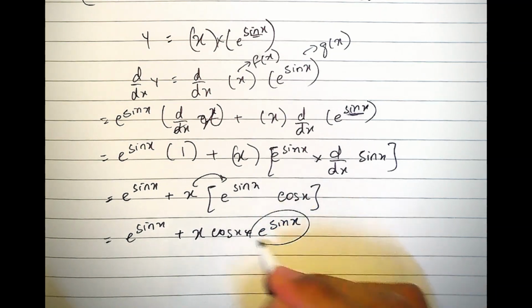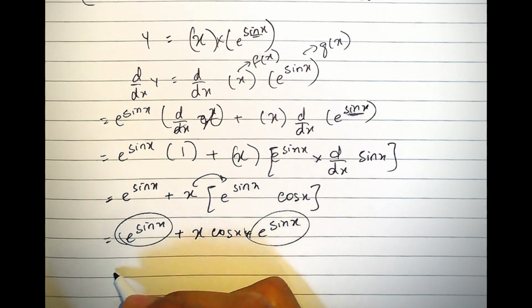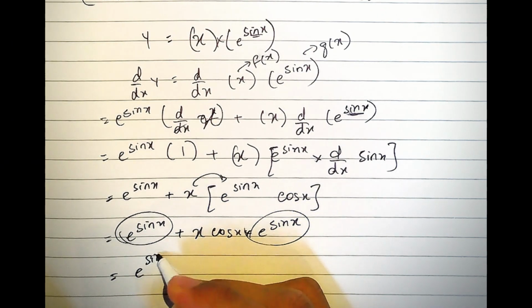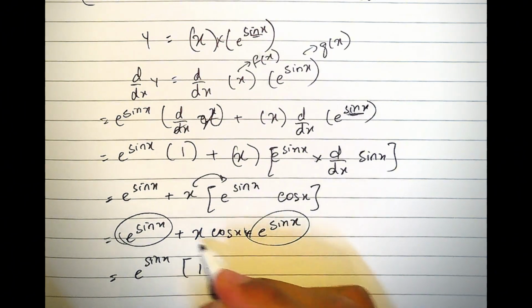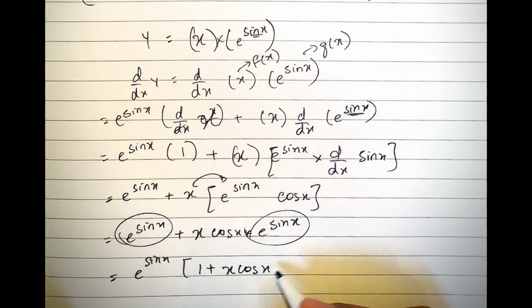Now again we can take out e^(sin x) common because it is present in both of these terms. If we take out e^(sin x) common, over here it will be divided as a whole, so we are left with 1 plus x cos x. The e^(sin x) will be cancelled out because it is taken out as common.